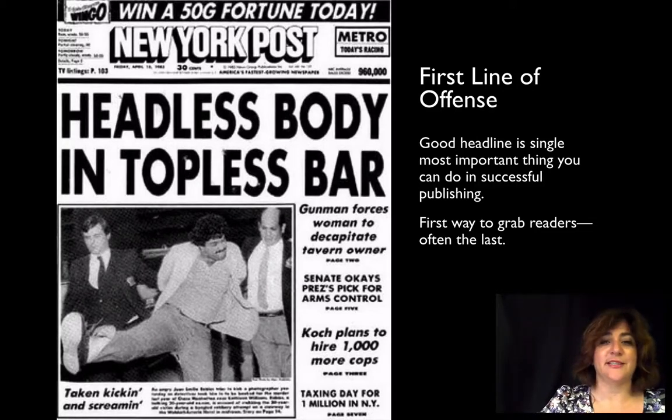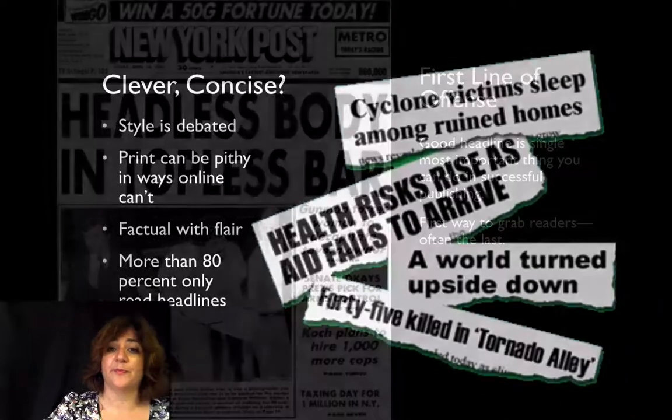I've given you this. This is arguably one of the most famous headlines ever, "Headless Body in Topless Bar." It's the first way to grab readers, and it's often the last. A lot of people only read the headlines when we're looking at a print publication, and if they're not pulled in by it, there's very little chance they're going to read the story.